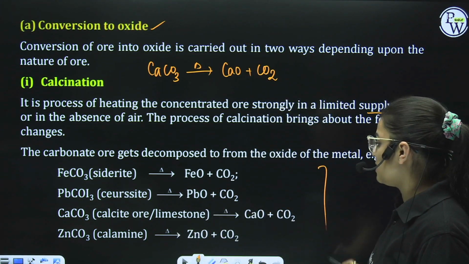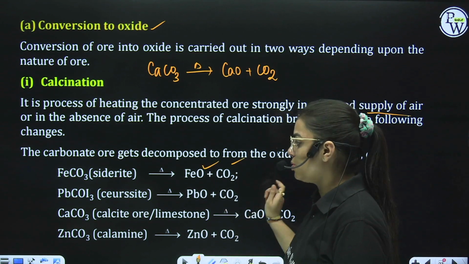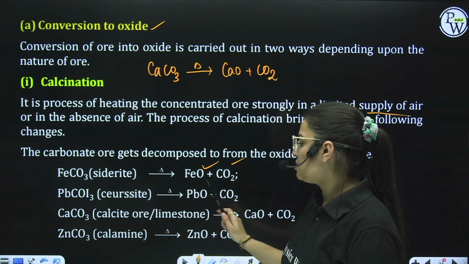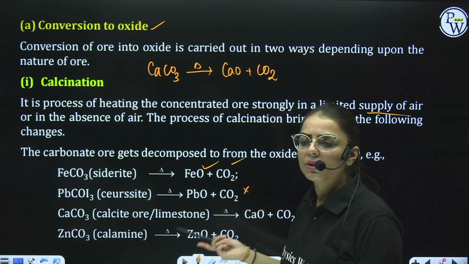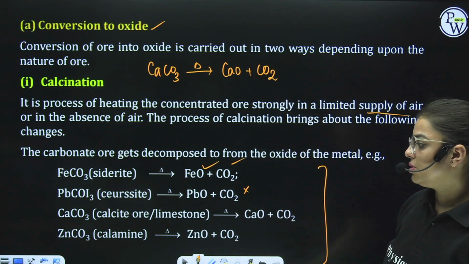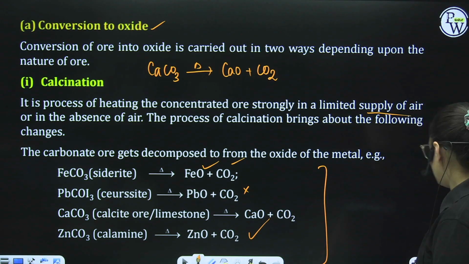Now there are examples they have given you. For example, FeCO3, if you heat, it will convert into FeO and CO2, which is siderite. Then there is PbCO3, no need; if you want to learn, you can learn, but no requirement. Next is CaCO3, which I have already told you is important, and calamine is also important. ZnCO3 will convert into ZnO plus CO2.